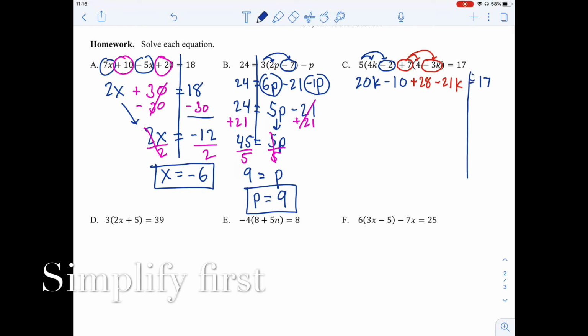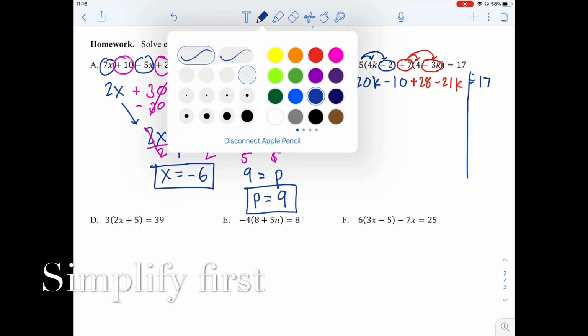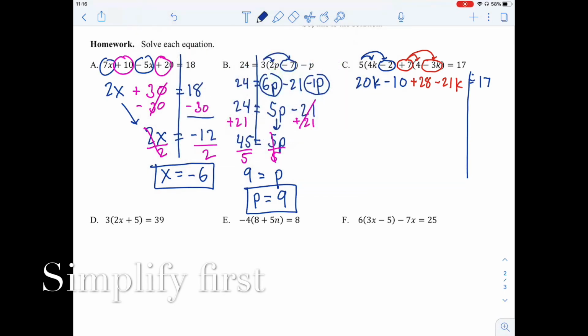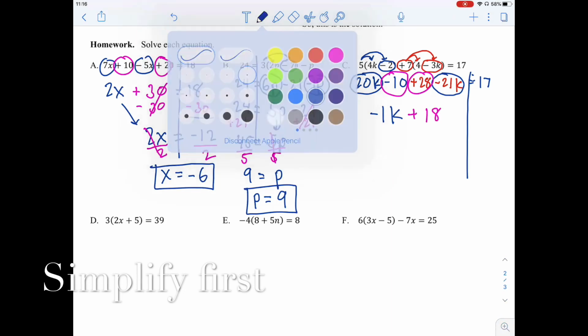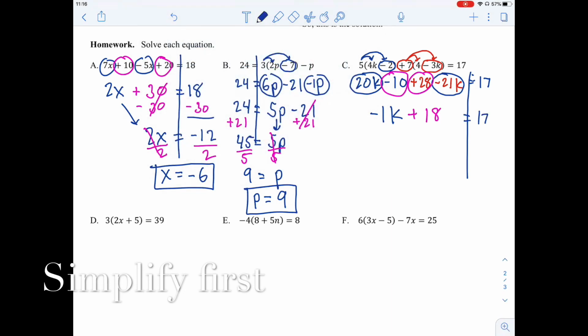And we can draw a line. Now we're going to combine like terms. That's the next step. Right, so we have 20k and negative 21k. 20 minus 21 is negative 1. So negative 1k. Then we go to our constants, negative 10 and positive 28. Negative 10 plus 28 is positive 18. Bring down the 17.